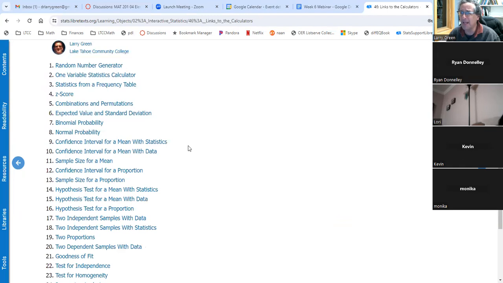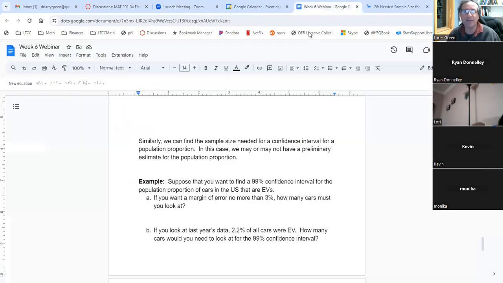No, 11 won't work. That's for means. 13, because we have proportions, right? If we go to the survey question, it's, is your car an electric vehicle? And the answer is yes or no. These are proportions, not means. Very important. Pretty much for everything we do for the rest of this entire course.